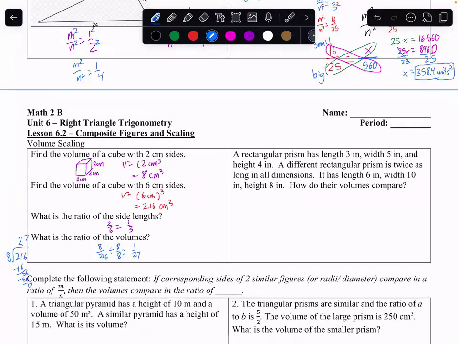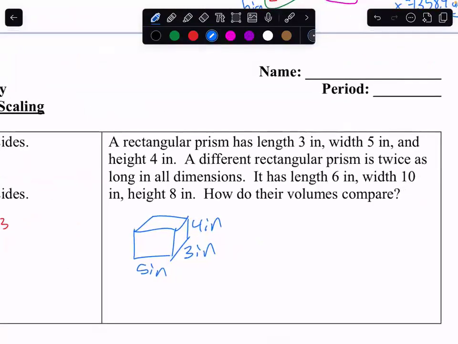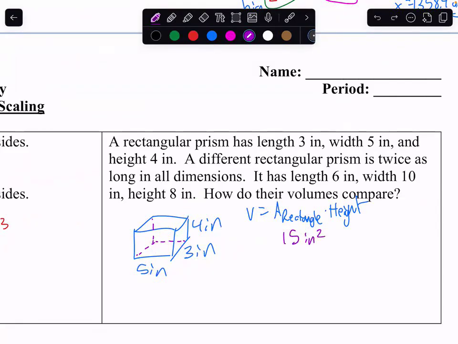Okay, and then here is a different rectangular prism. This one is not a cube because the sides are not all the same length. Okay, so let's see. Doesn't really matter which one you call the width, the length, or the height. Okay, so I'll just do the bottom rectangle as the area. So the bottom rectangle is 5 times 3 is 15. And then that makes the height the 4.